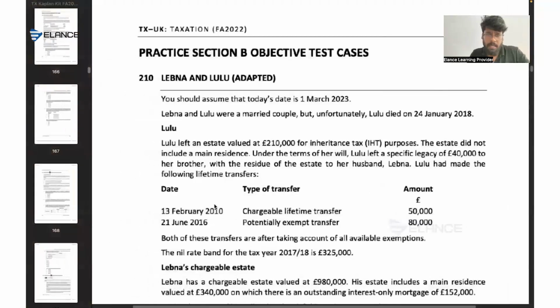In 2010, 13th February 2010. And whether it is exempted or chargeable on the death of Lulu: this 50,000 was transferred in February 2010. 2011, 12, 13, 14, 15, 16, 17. By February 2017, the 7 years will be complete. So there is no additional tax liability on death on this CLT.